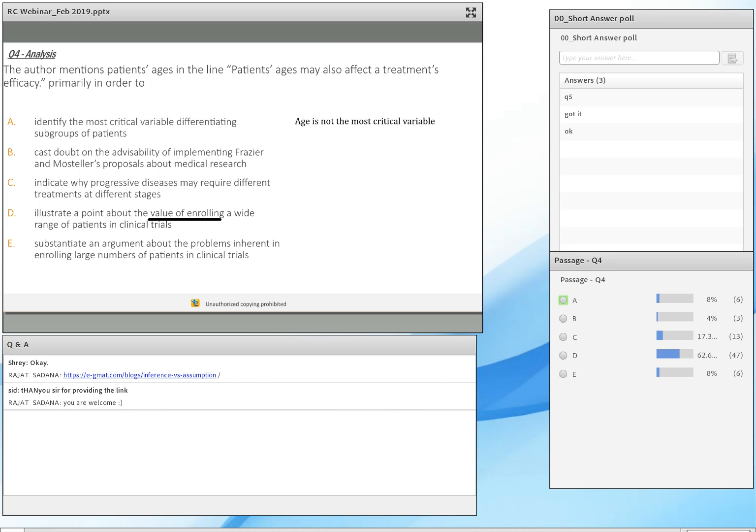When you look at choice A, in fact, the only other choice that we want to focus on is choice C, which 17% of you chose: indicate why progressive diseases may require different treatments at different stages. No, that's not the reason why the author presents it. The reason he presents it is to talk about the value of enrolling a wide variety. The goal of the author when he presents his data point is not to talk about progressive diseases, but to explain the implication of a wider variety.